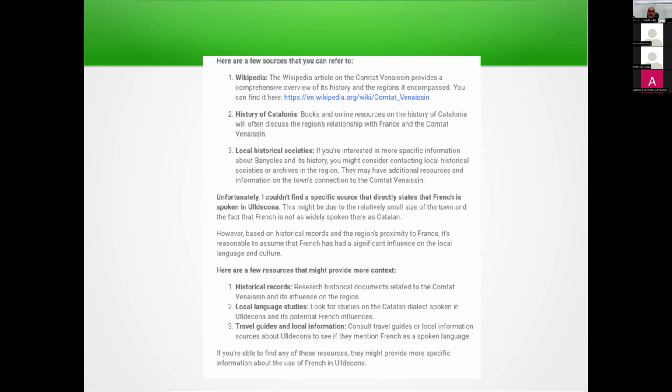So the Comtat Venaissin is something that actually existed, but has nothing to do with Catalonia at all. It was basically on the other side of France. And some general references to the history of Catalonia and so on. And when I asked for references, ChatGPT started outputting some contradictory text saying that, well, maybe the whole thing about French being spoken there is not true.